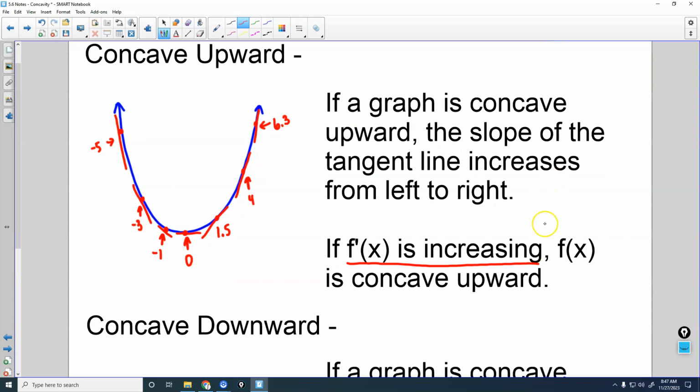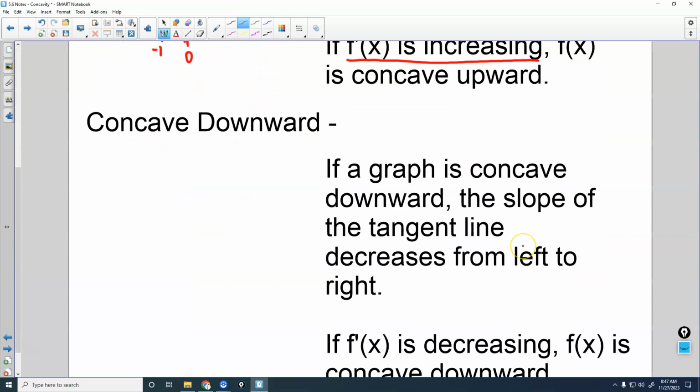Okay, something similar is going to be true if we have something that's concave downward. So let's do another just classic parabola, but this time upside down. And so if we drew in this tangent line right here, it'd be 0. Let's draw in, I'll just do a couple to get the idea here. Let's make it more symmetric this time.